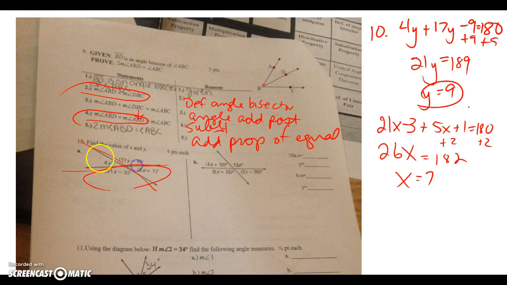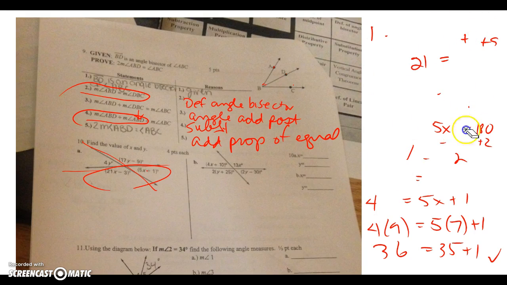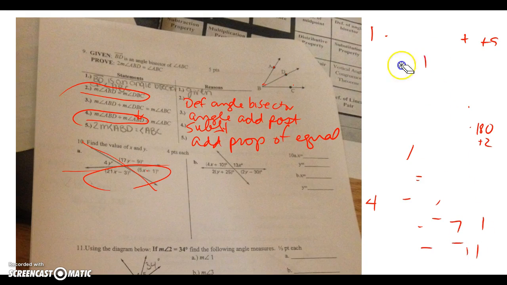Now we can test it, because we know these vertical angles should be equal. So 4y had better equal 5x plus 1. So 4 times 9 should equal 5 times 7 plus 1. 4 times 9 is 36. This is 35 plus 1. Check. It works, right? Okay. I'm going to erase number 10 because I have to write the next one. My little handy dandy eraser.